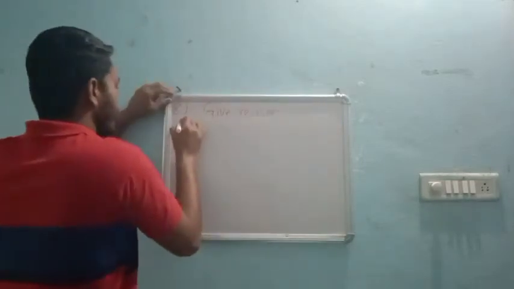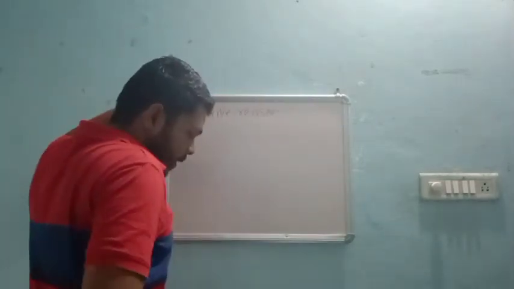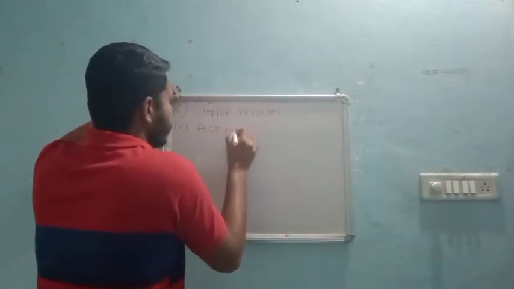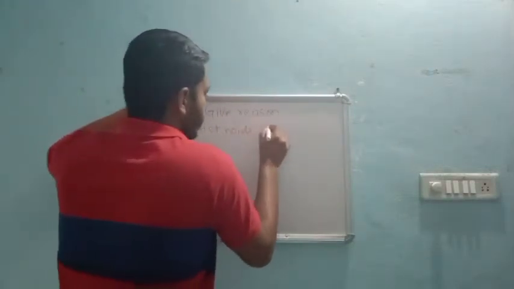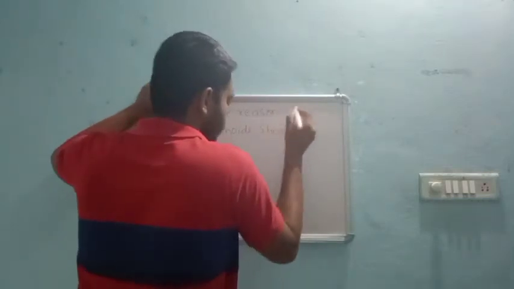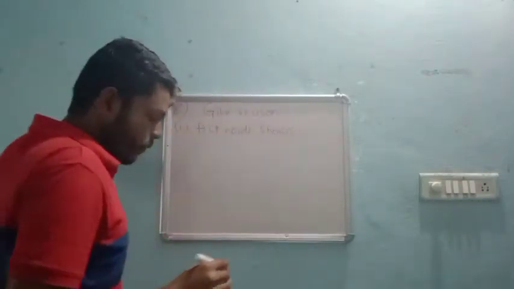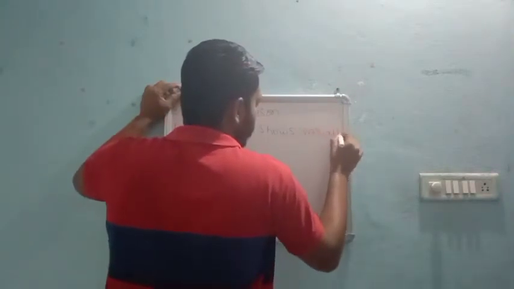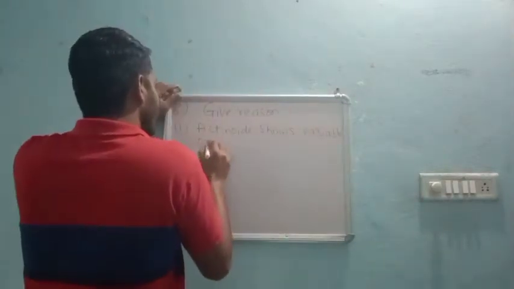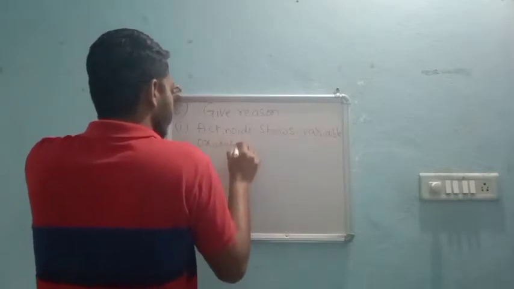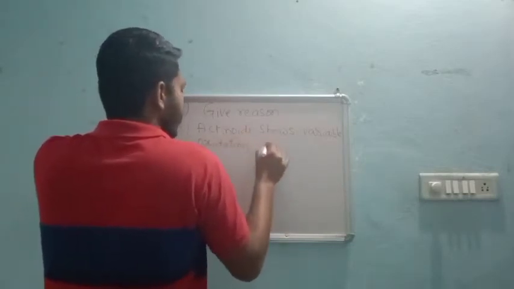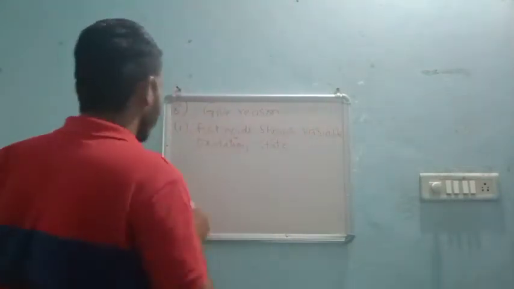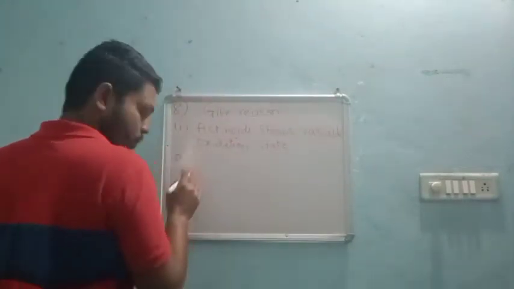Number one, actinides show variable oxidation state. There are two questions in this particular give reason type.